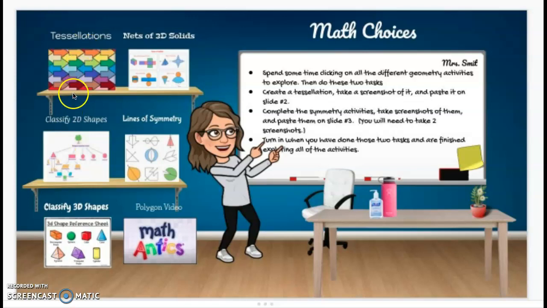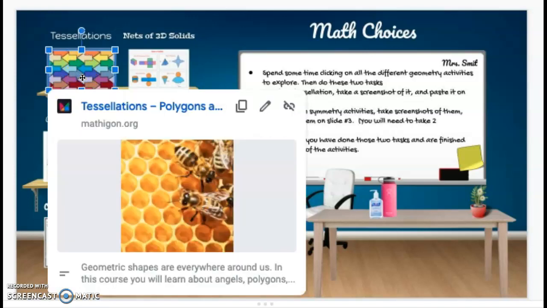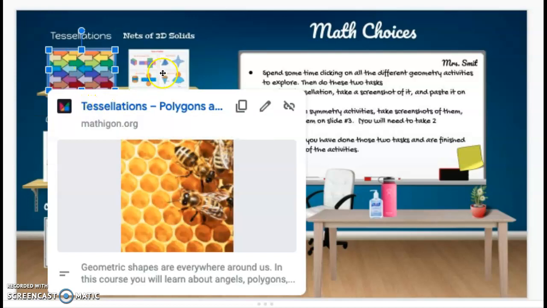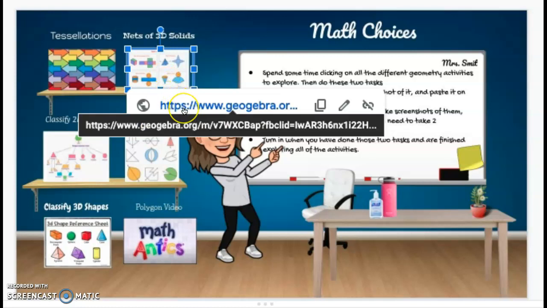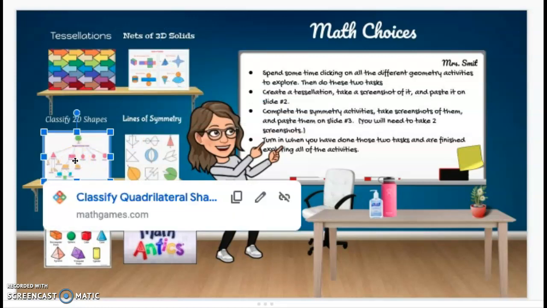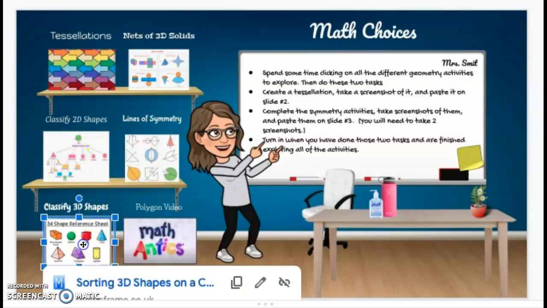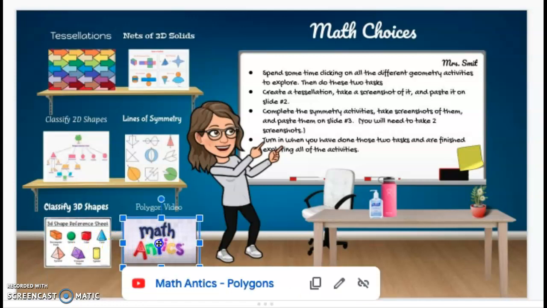Today, you get to explore this slide that I'm showing you right now. Each of these 6 rectangles that has a label above it has a link connected to it. So when you click on the link, it will take you somewhere. So this one's called tessellations. We have nets of 3D solids. We have classifying 2D shapes, lines of symmetry, classifying 3D shapes, and a Math Antics video.